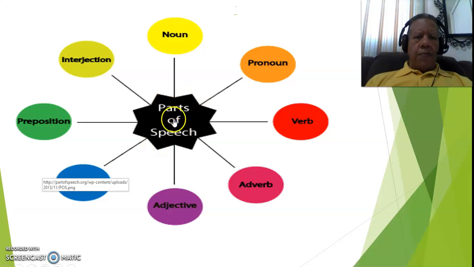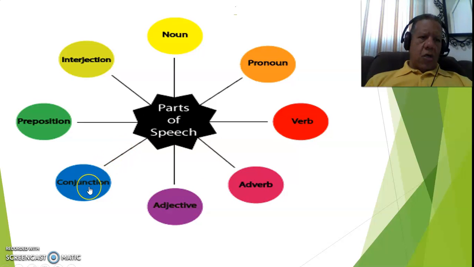We got here the major parts of speech. We got noun, sustantivos; pronoun, pronombres; verb, verbos; adverb, adverbios; adjectives, adjetivos; conjunctions, conjunciones; prepositions, preposiciones; interjections, interjecciones.